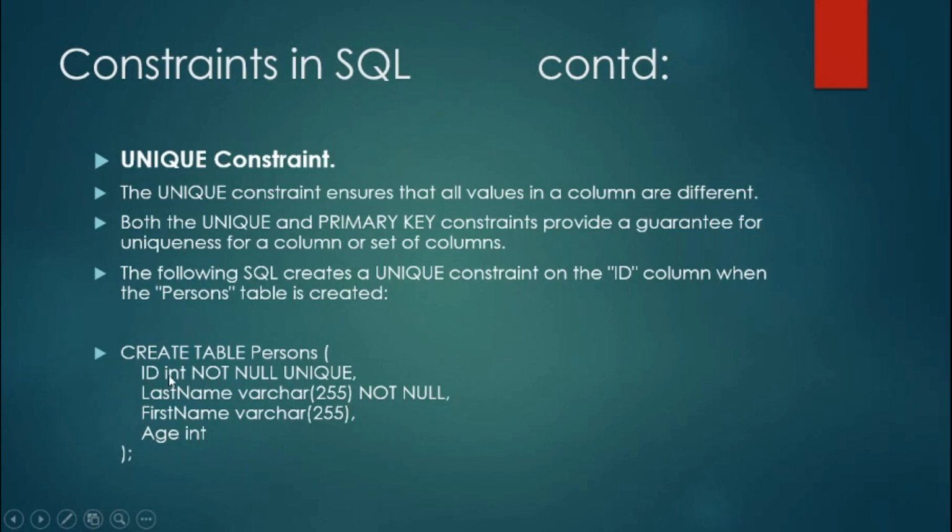Here you can see that we have made this ID int, not null and unique. So we have enforced a rule here that this column will not be null and the value here should be unique. Last name is not null. First name has no constraint, so it is an optional field, and age again is an optional field here.